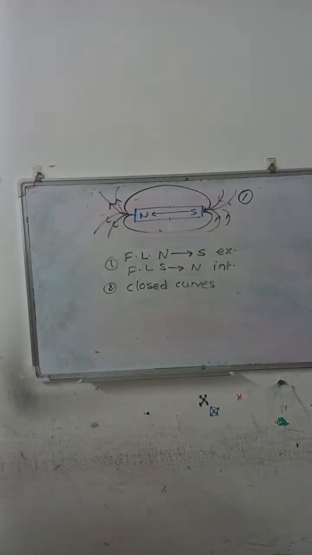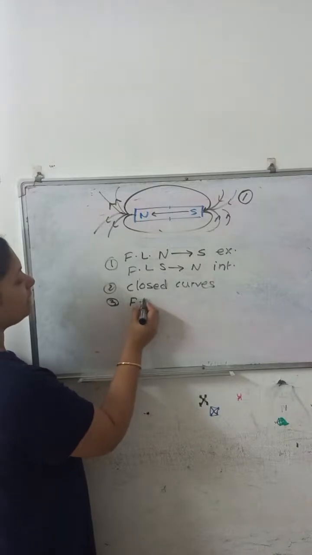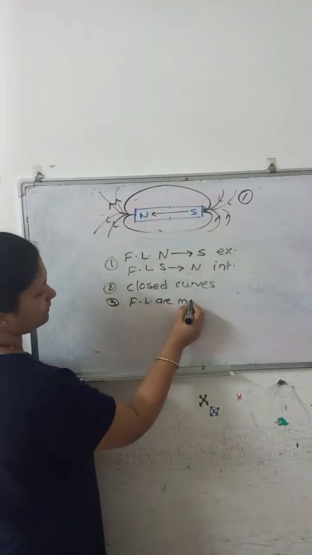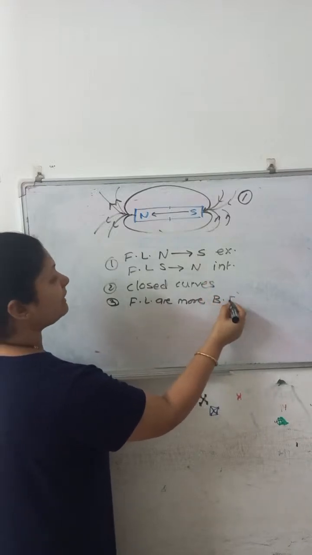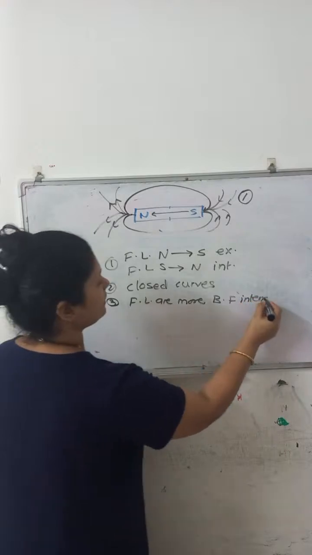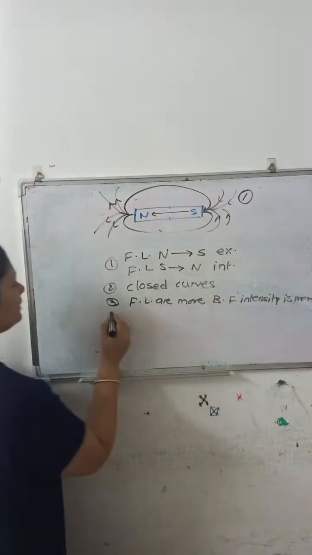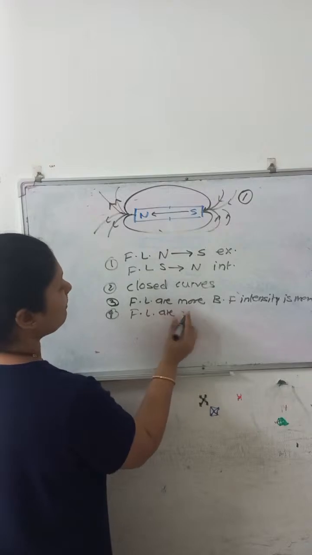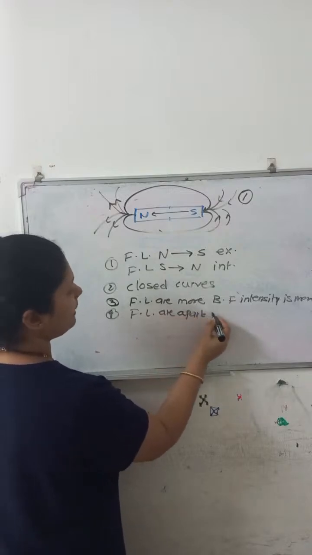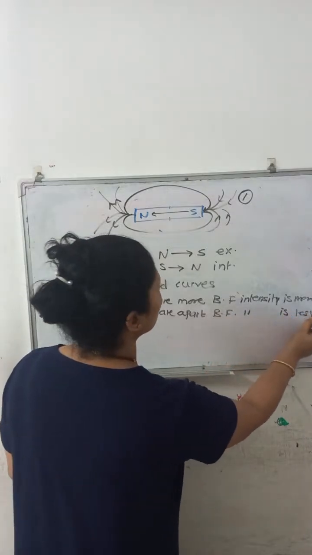Then next one is field lines are closer. Suppose at any object the field lines are closer together, then the magnetic field intensity is more. The magnetic field intensity is more. Then the fourth one is field lines are away or apart, then the magnetic field intensity is less. That I will show you.